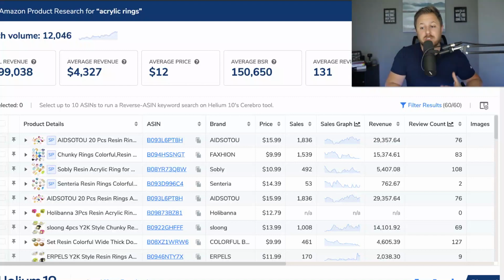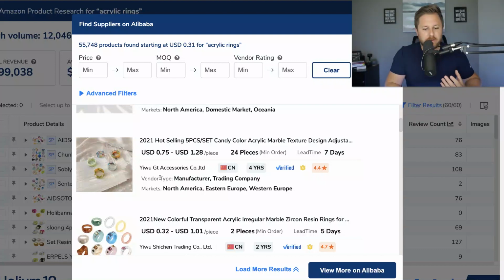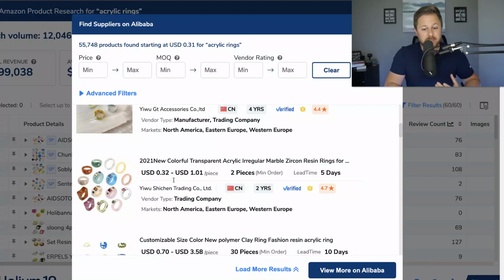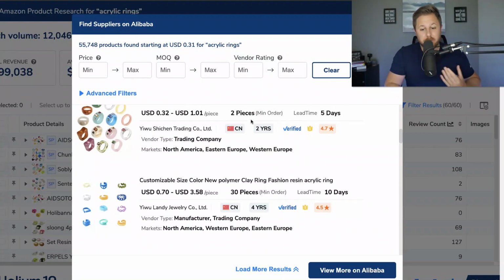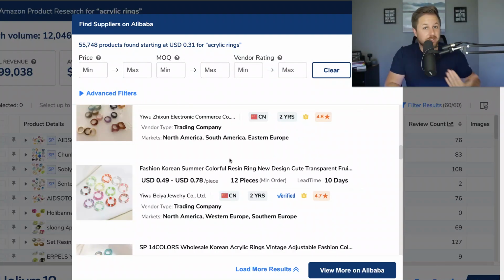So I'm gonna go right here to find suppliers on Alibaba. And right here, you can see they are very cheap, 75 cents. These are 32 cents a piece. And the minimum order is only two. So these things could be bought pretty cheap, and the more you buy, the cheaper they are.